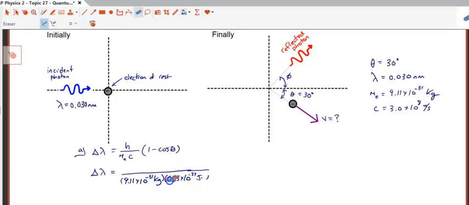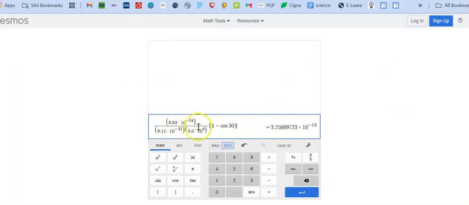That value, sorry, is actually up the top. It's getting late for me here. 6.63 to the power negative 34 joule seconds. Speed of light is 3 to the power of 8 meters per second. And then 1 minus cosine of 30 degrees. We're just simply putting that into our calculator, and when I put that all into my Desmos calculator, I get 3.25 to the power negative 13.